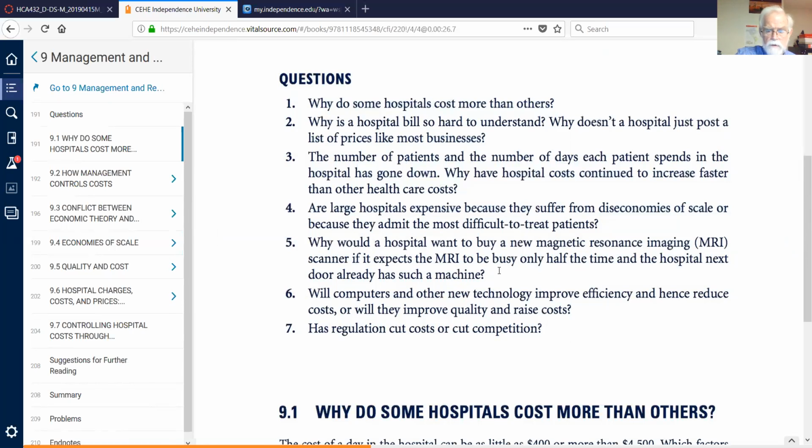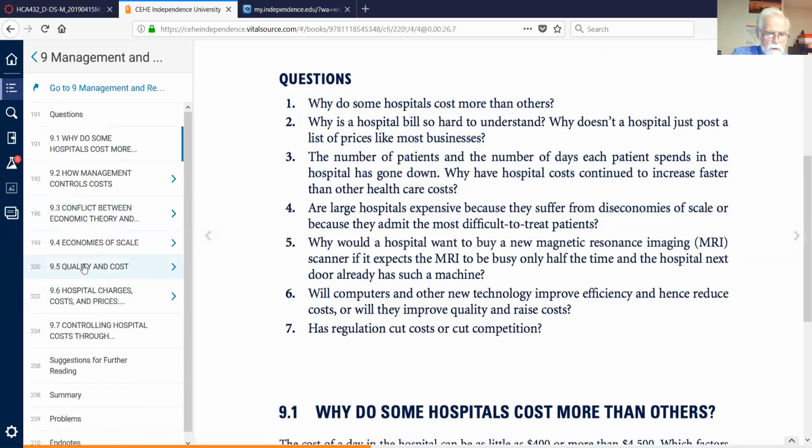Do computers and other technology improve efficiency, or will they improve quality and raise costs? There's an argument on both sides of that. So again, read through that, and we'll take a look at that. Does regulation cut costs or cut competition? It hasn't cut costs. I think that's pretty clear. When inflation is at 9% a year in the hospital business, we can't say that regulation cuts cost. Regulation does cut competition because it's harder to get a hospital online. But it hasn't stopped them from happening.